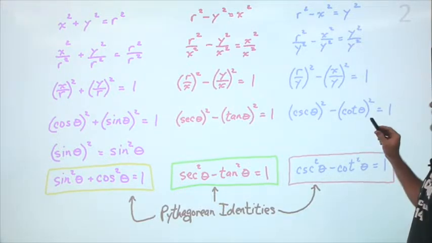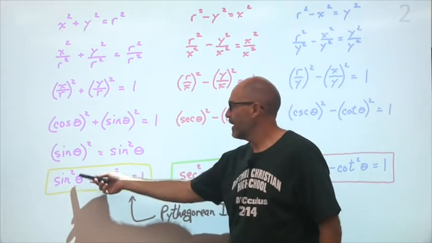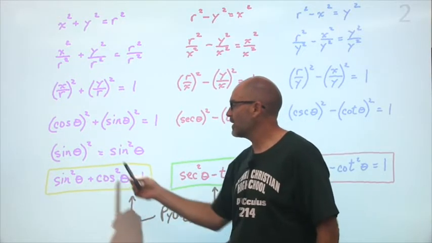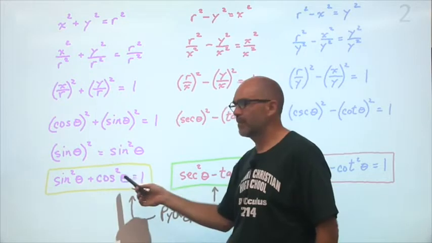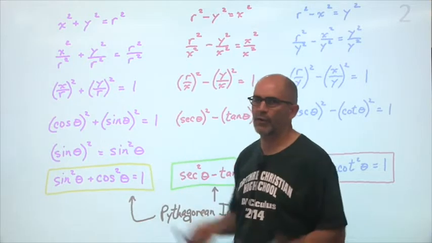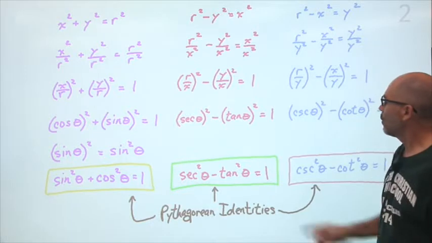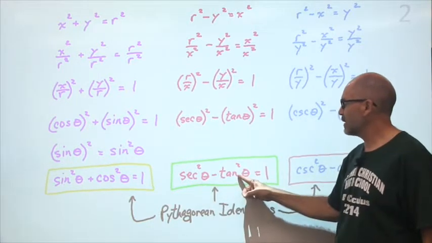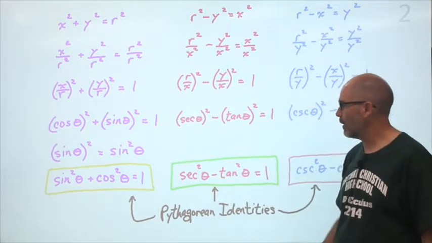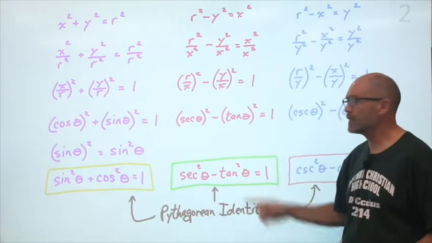Okay. Now, just to help you remember these, sine squared plus cosine squared equals 1. So all you do is link sine squared, cosine squared in your mind. Now, the order doesn't matter because there's a plus sign here. So if you like cosine squared plus sine squared equals 1, that's fine. Now, with the secant and the tangent, order does matter because there's a minus sign there. Oh no! Which order? Should it be secant or tangent first?